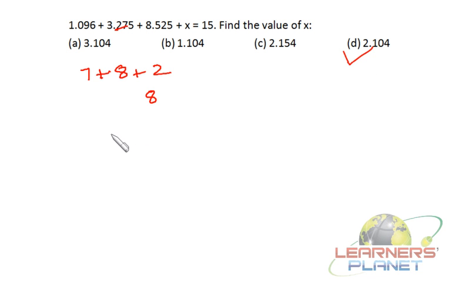I just repeat once again, the digital root of the left hand side must be equal to the digital root of the right hand side. And digital root is the sum of digits. You keep on adding the digits till you get a single digit. Okay, friends?